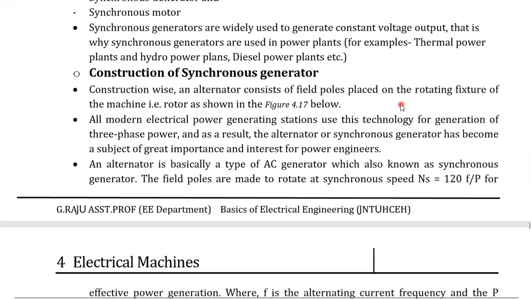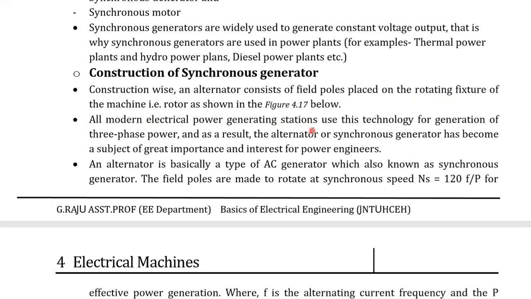These field poles are placed on the rotating part, that is called the field winding, and the stator winding or armature winding is stationary, but the magnetic field is rotating. All modern electric power generating stations use this technology for generation of three-phase power. The field winding is rotating and the armature winding is stationary.